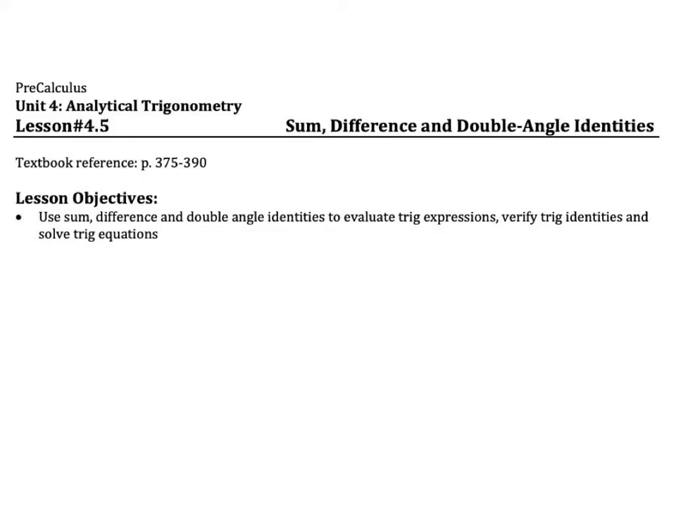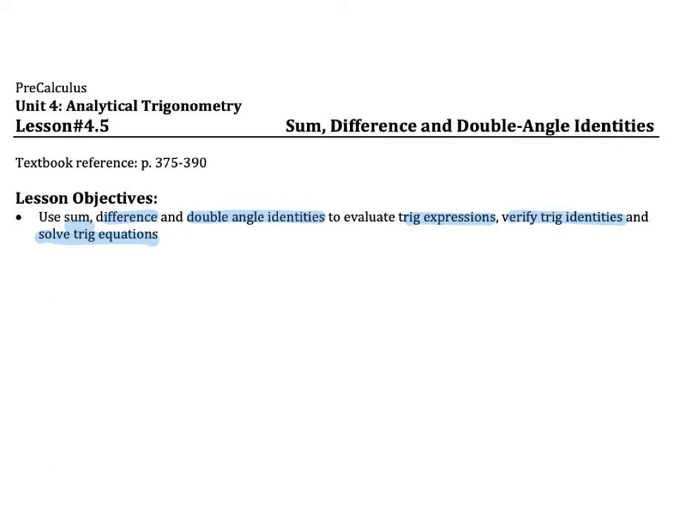We are on Unit 4, Lesson 5. So it's the sum, difference, and double angle identity lesson. We can look here at the lesson objectives. It says we're going to use the sum, the difference, and the double angle identities to evaluate trig expressions, verify trig identities, and solve trig equations. So yes, that is in fact what we are going to do.